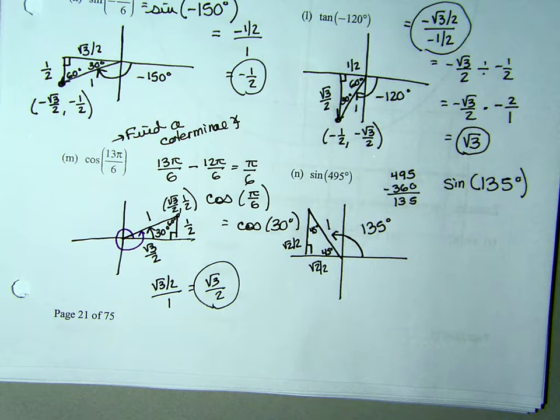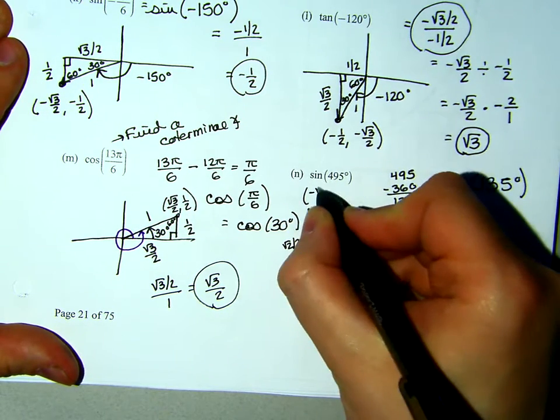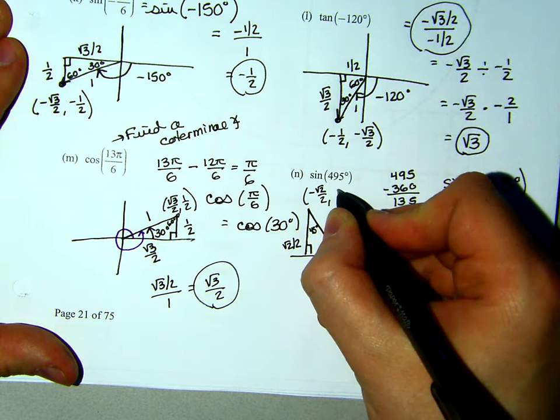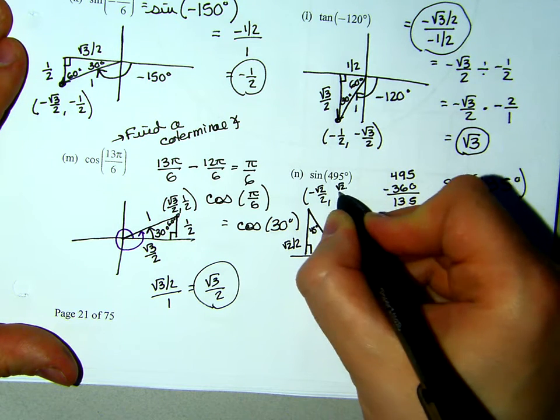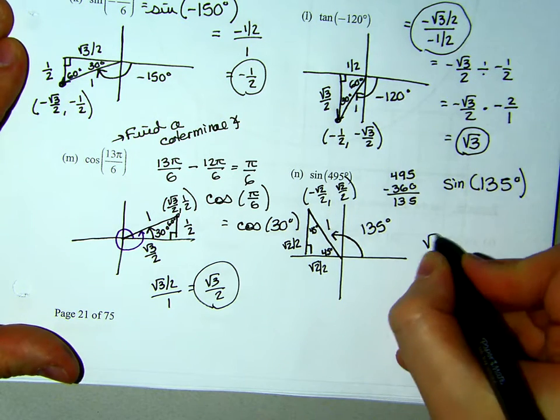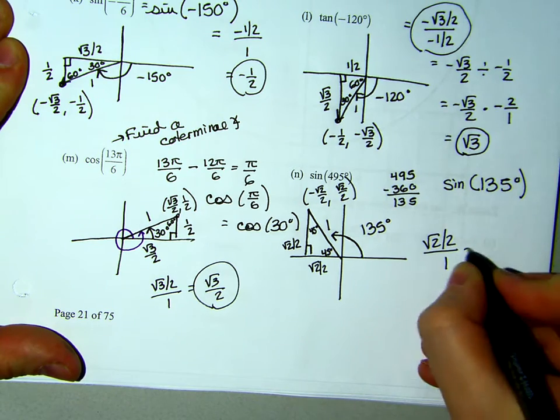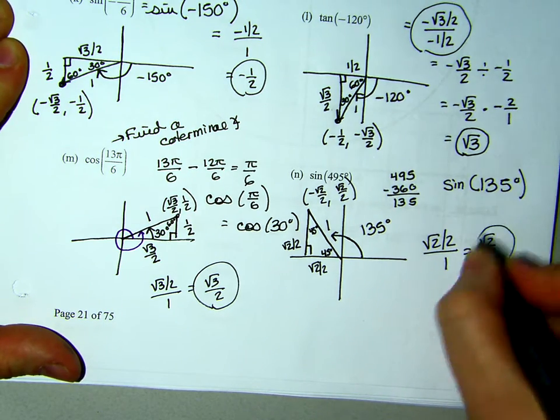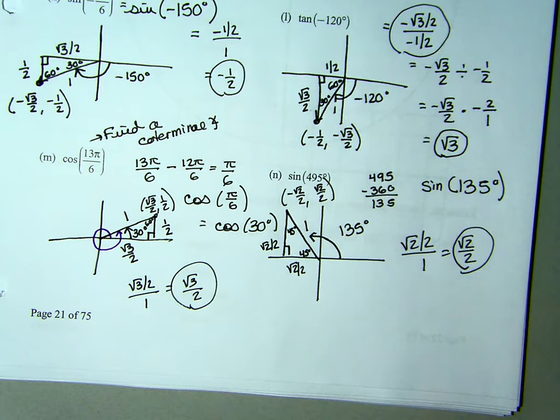Evan, do you have an answer for N? Good. What were your coordinates? Negative root 2 over 2, comma root 2 over 2. Good. And then we'll do our sine, the y-coordinate, root 2 over 2 over 1, root 2 over 2. So I found a coterminal angle. I subtracted 360, got 135. So the sine of 495 degrees is the same as the sine of 135 degrees.